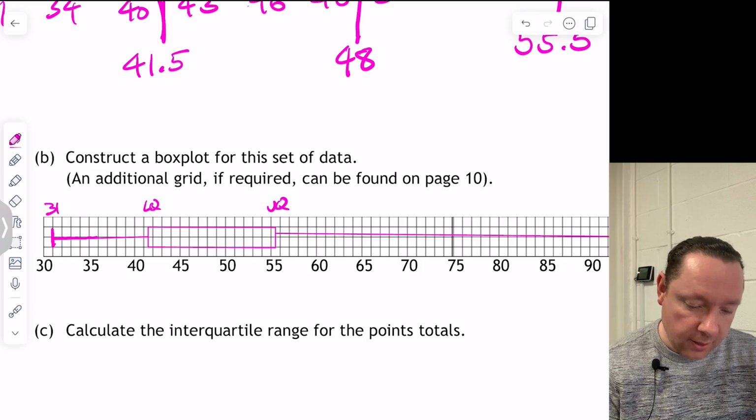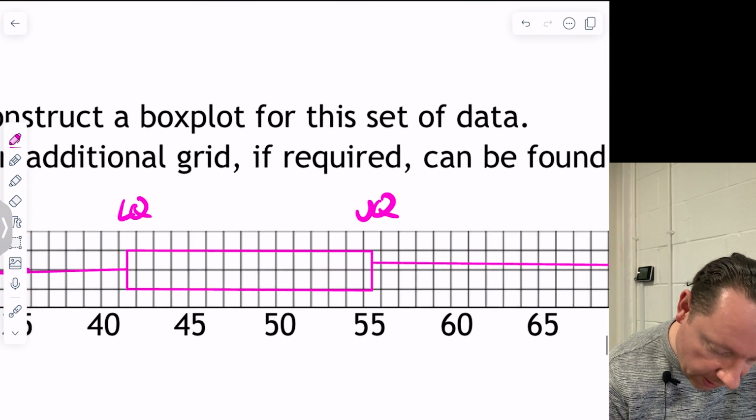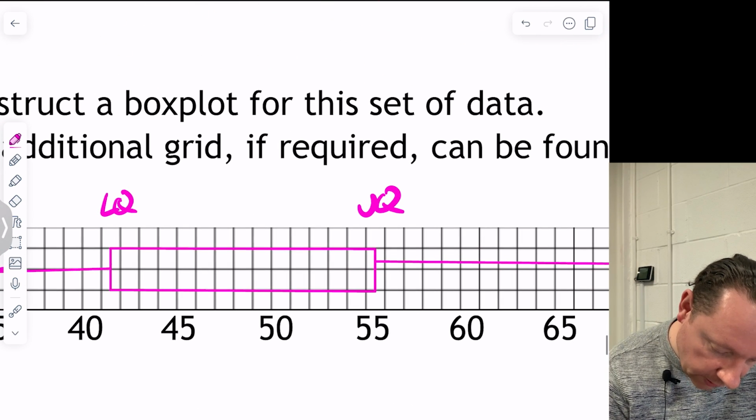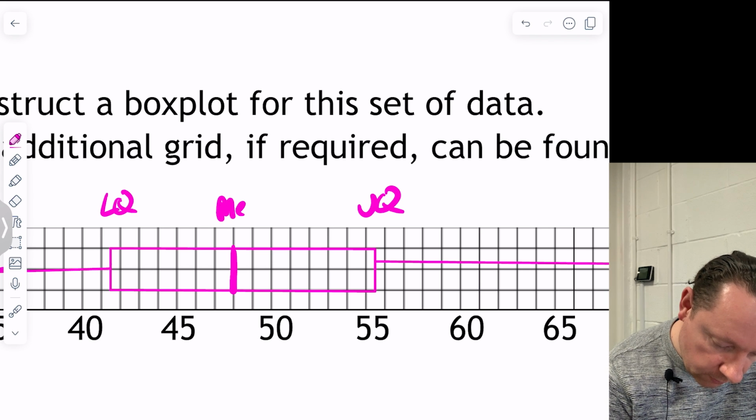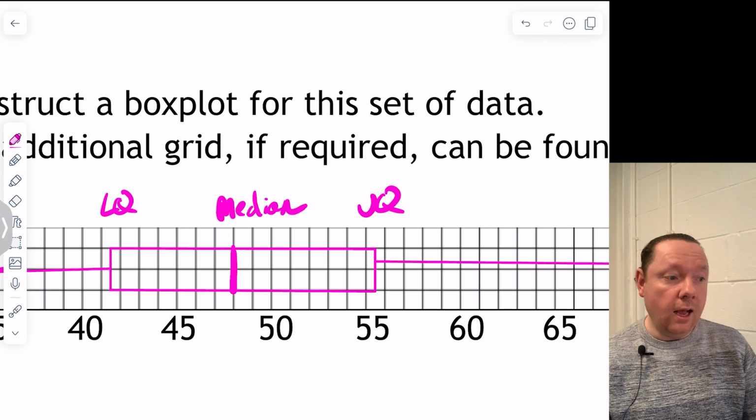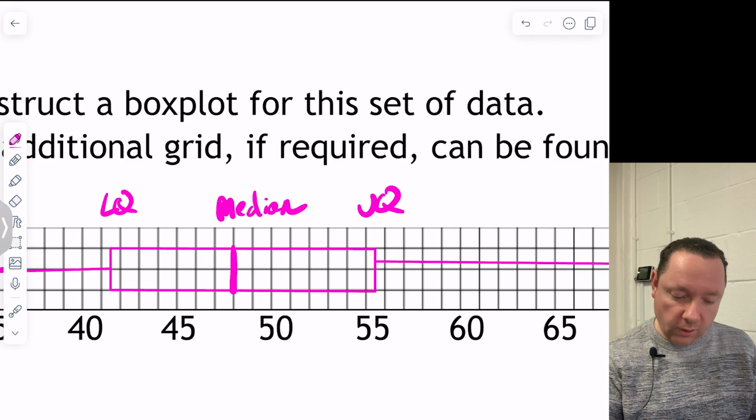I need my median. So my median is 48. So let's put that in. 45, 46, 47, 48. There's my median there. Median. And now we've got a full box plot and we're done there.